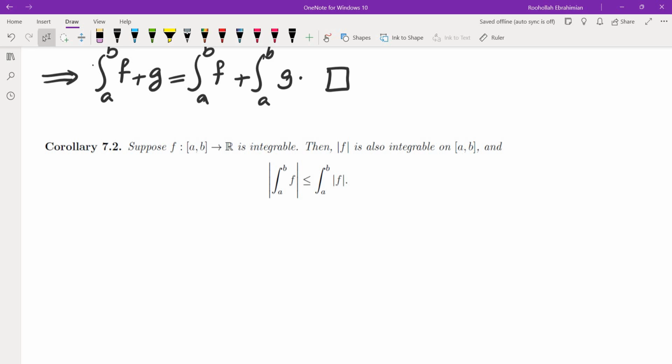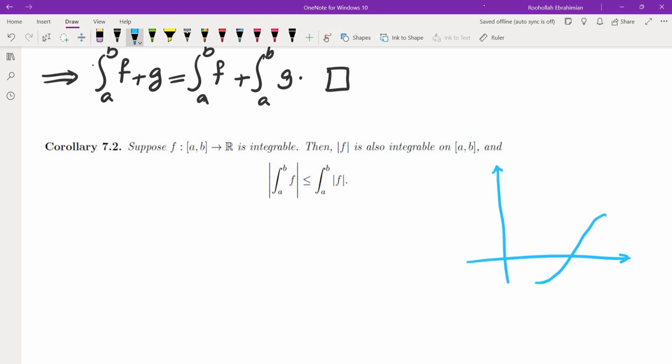Okay, so now that we are done with this, we are going to look at a corollary of that, which is if you take a function f, then its absolute value is integrable, and absolute value of integral is less than or equal to integral of absolute value. So first, what's the intuition behind this, and then how do we prove that?